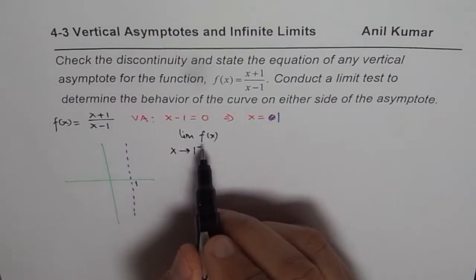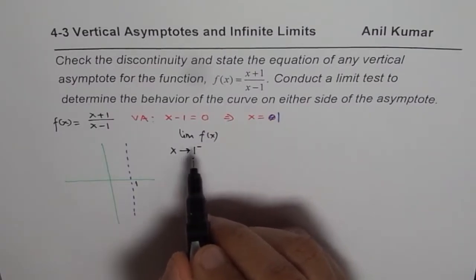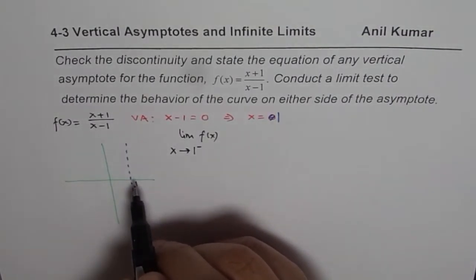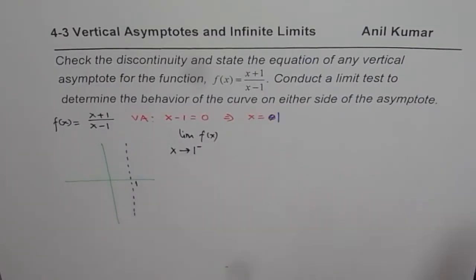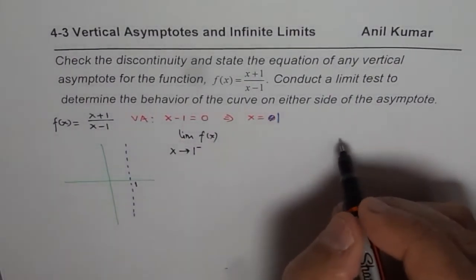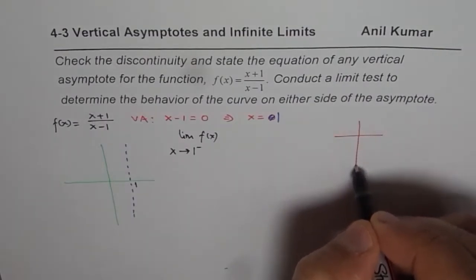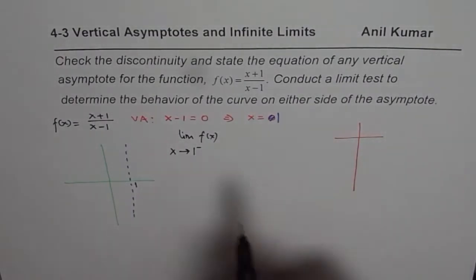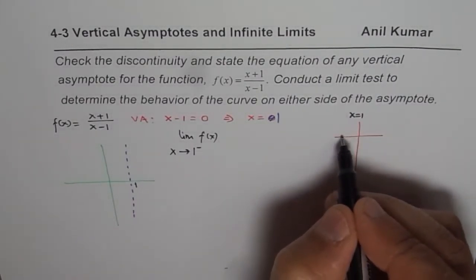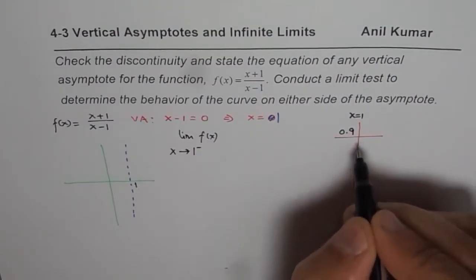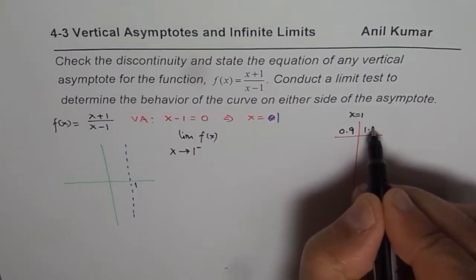So in this case, we need to find, when x approaches 1 from the left side, whether the graph of the function approaches negative infinity or positive infinity. That we can do by testing on either side of the function, right? So what we do in this case is we test on either side of 1. So we have x equals 1. We can take a point on the left side of 1, let us say 0.9, and on the right side we can have a point 1.1.